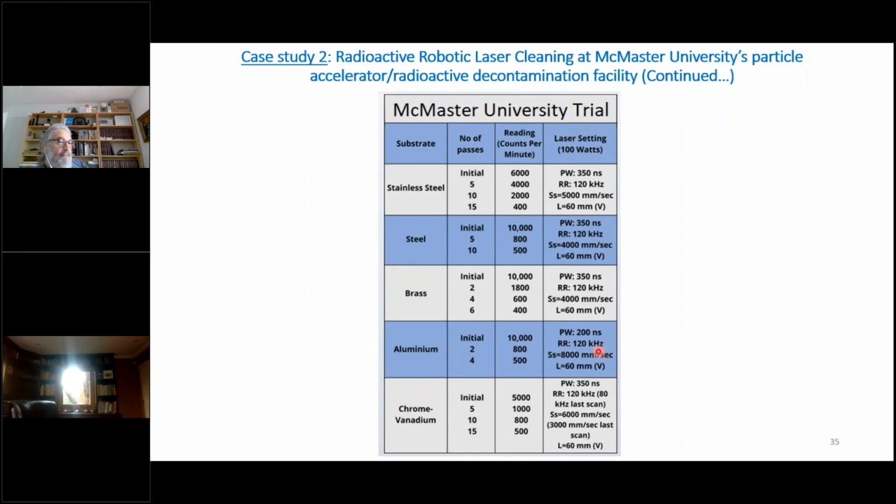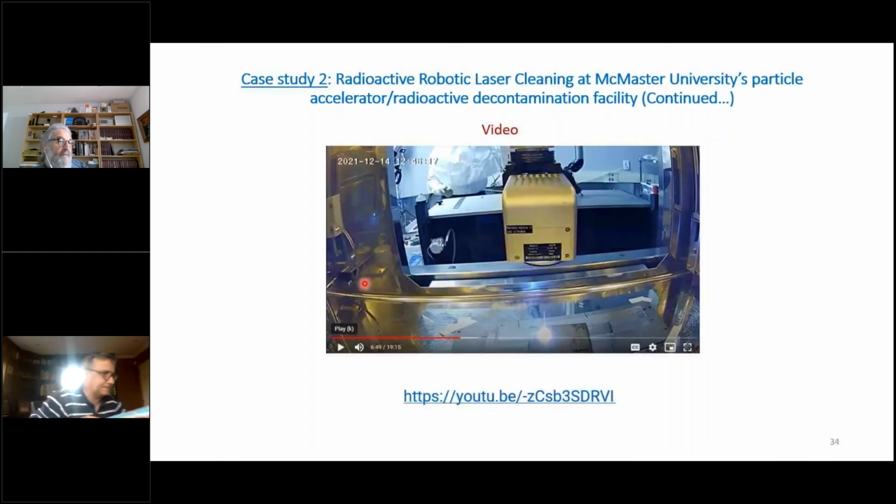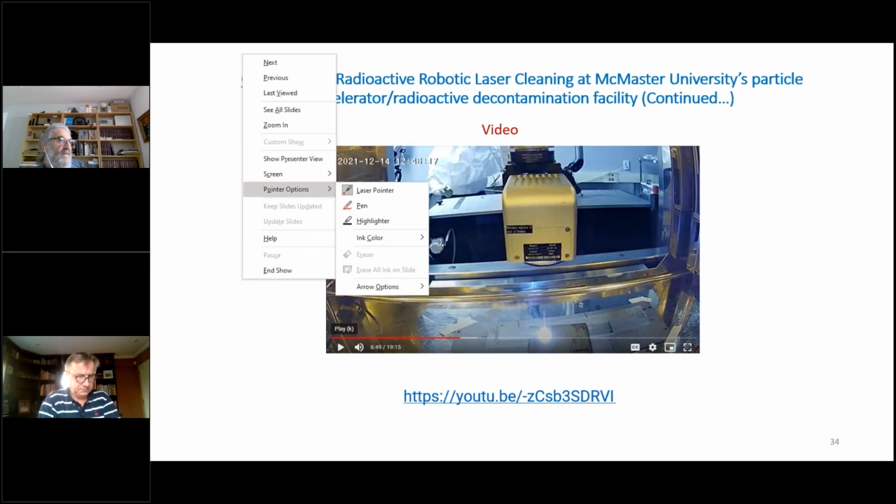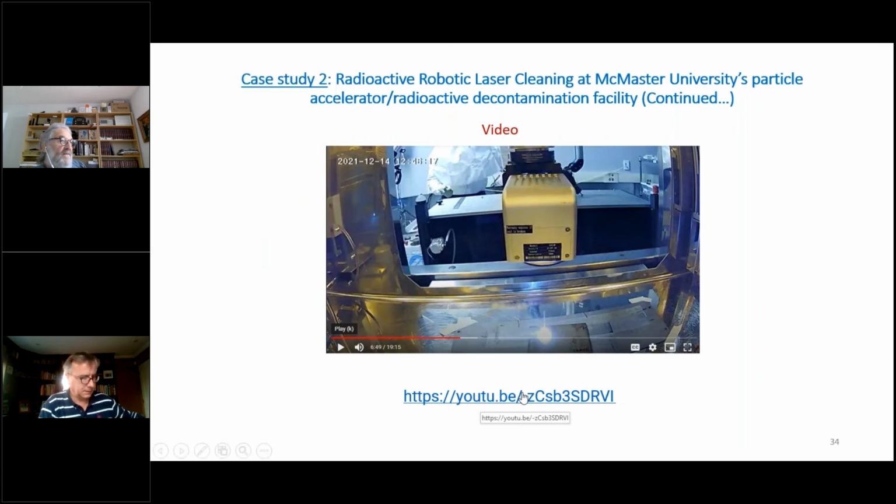So we were able to bring down the contamination level below 500 in all cases. So let's take a look at the video here. I'll give you an idea of what was going on there. So I'm just going to remove the laser pointer and activate this YouTube video. So this is inside the hot cell, and this is the table that carries the cobot.